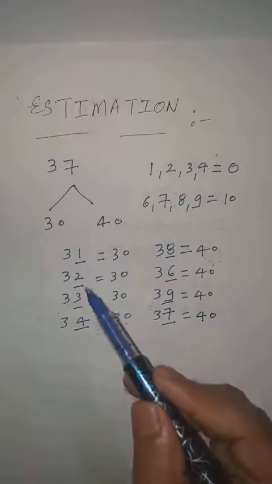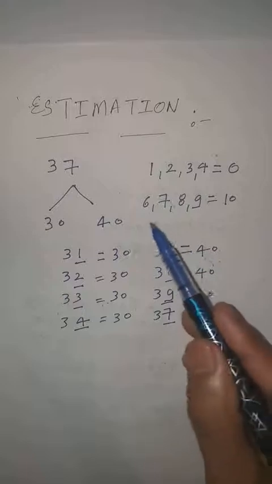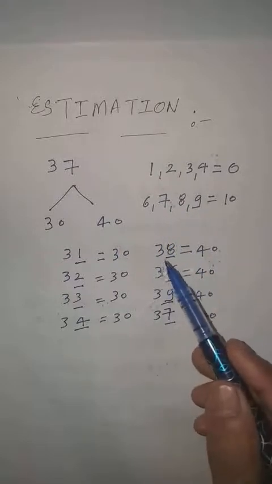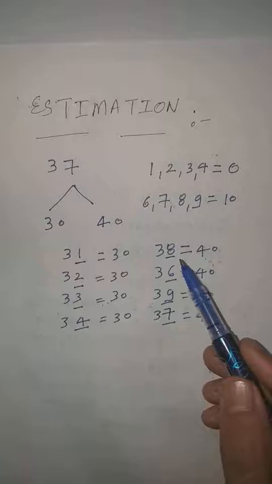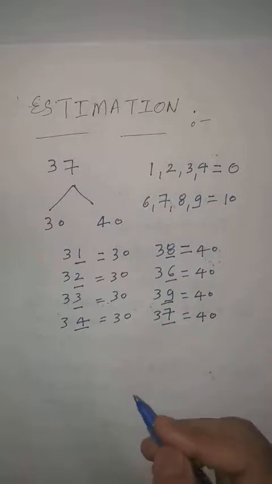It means in estimation, simply if the ones digit is 1, 2, 3, 4, it will convert to 0. And if the ones digit is 6, 7, 8, 9, then you will increase the tens digit by 1 and the ones digit becomes 0.